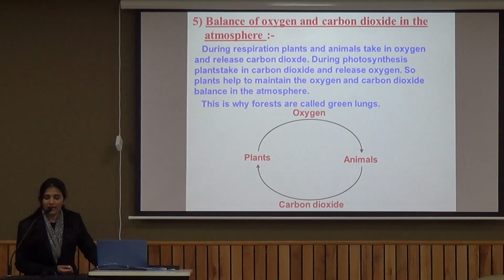During respiration, plants and animals take in oxygen and release carbon dioxide. During photosynthesis, plants take in carbon dioxide and release oxygen. So plants help in maintaining the oxygen and carbon dioxide balance in nature. This is why forest is also known as green lungs. Now we can see the interdependence as plants give out oxygen, which animals are taking, and animals give out carbon dioxide, which plants are taking.